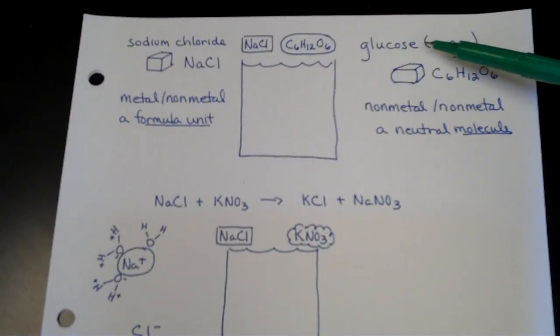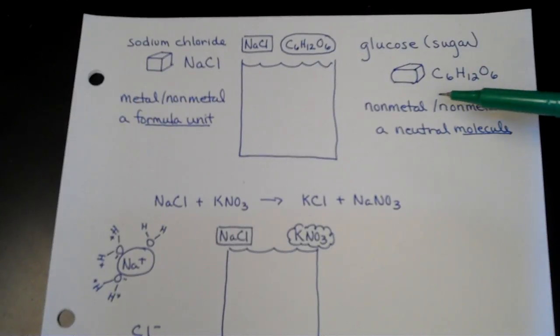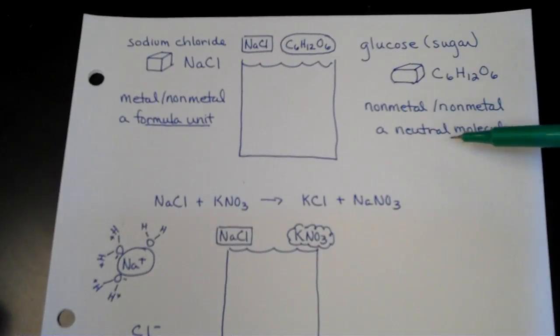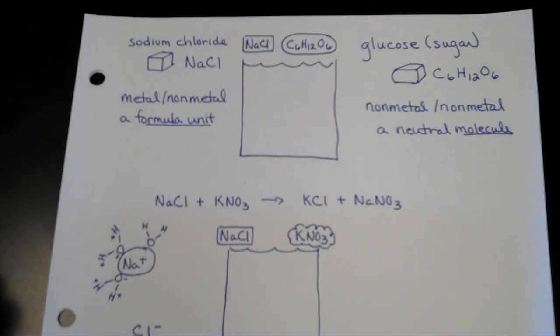Let's look at the sugar first, the glucose molecule. Now, glucose has a formula of C6H12O6. It is a nonmetal bonded to a nonmetal. These form neutral molecules. When we look at a crystal of sugar, it's big enough for us to see. So there's not one molecule there. There are many molecules of glucose present.